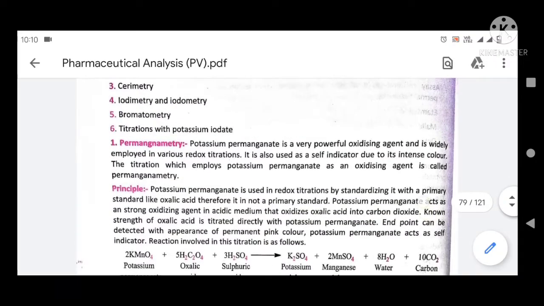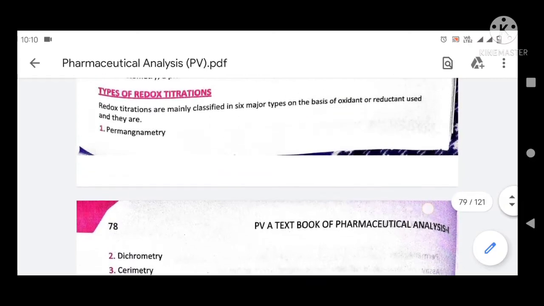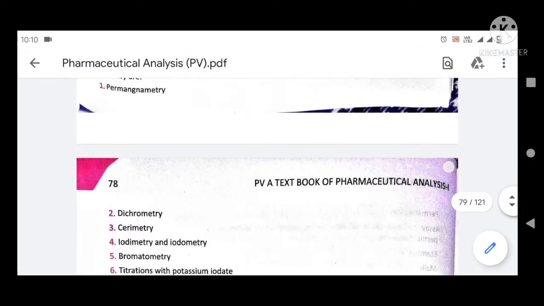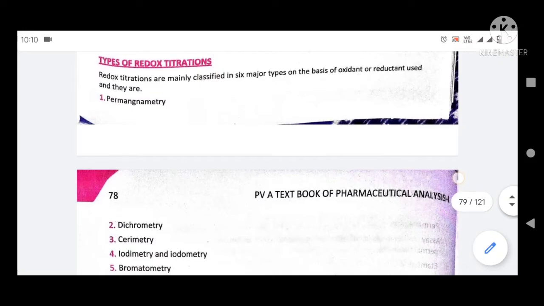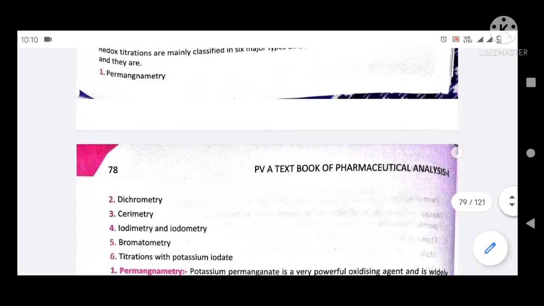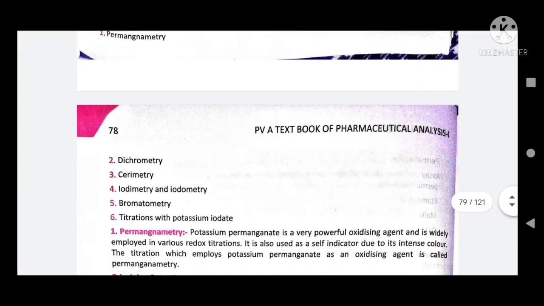Yes, so let's study. See here, basically, redox titration. There are six types in redox titration, and it is a very important question for 10 marks. One is permagnometry, dichrometry, cerimetry, iodimetry, iodometry, bromatometry, and titrations with potassium iodate.